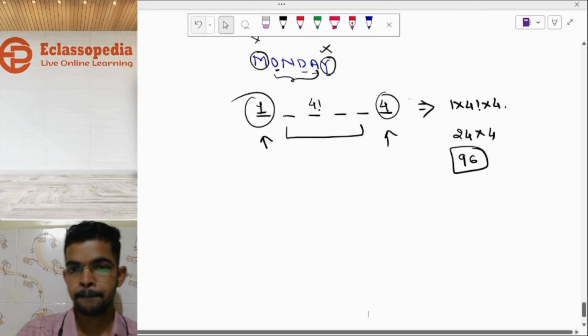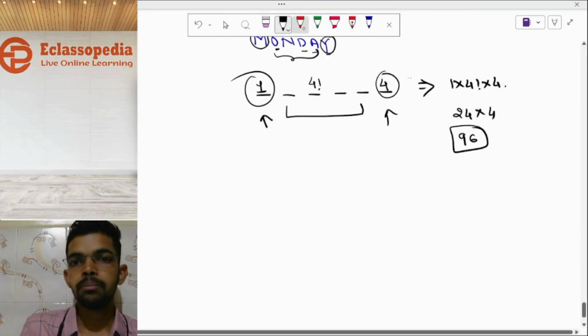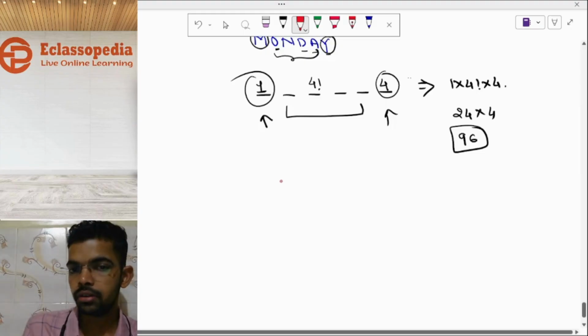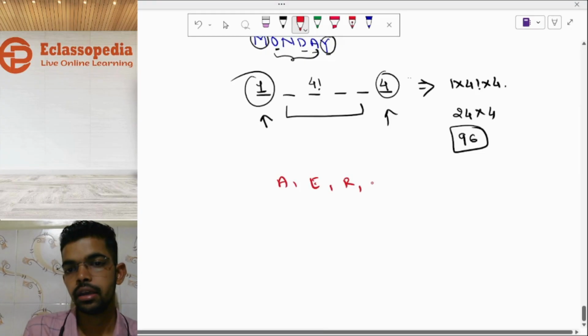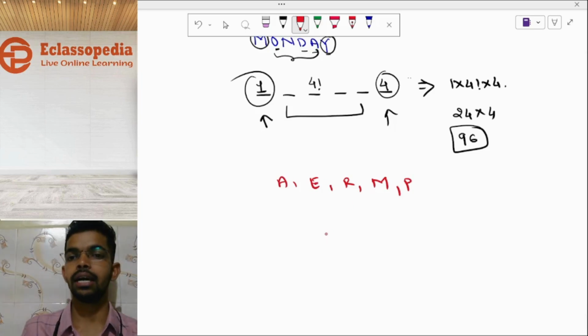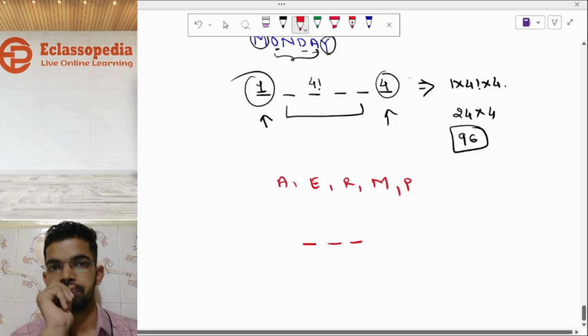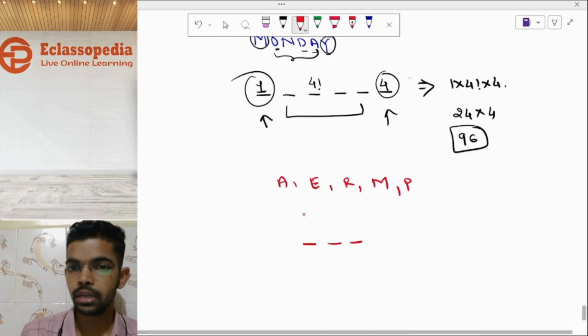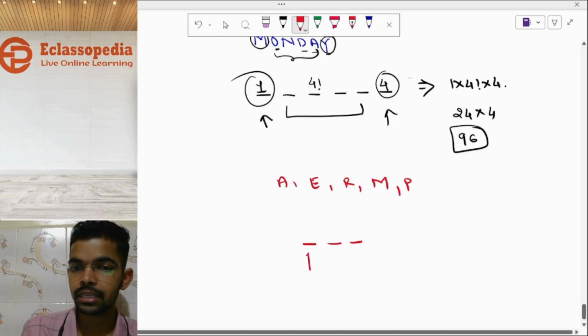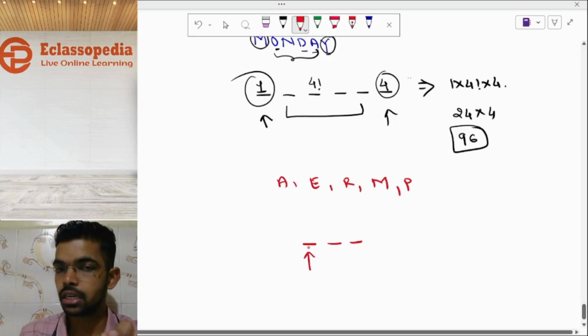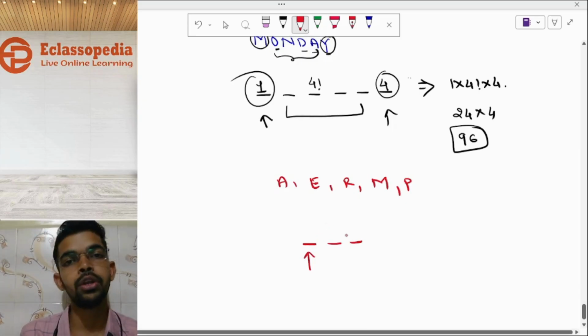And for example, you have A, E, R, M, and P. There are 5 letters A, E, R, M, P. How many 3 letter words can you form? 3 letter words. Okay. So what will we do? Again, we do not have any restriction. The only restriction is that we cannot repeat the letters.